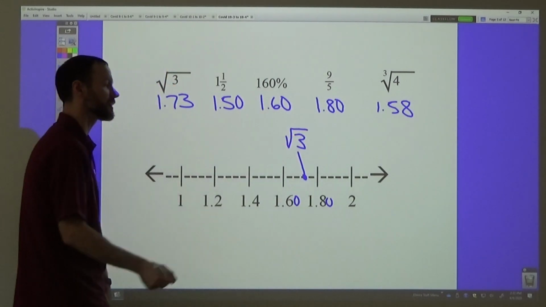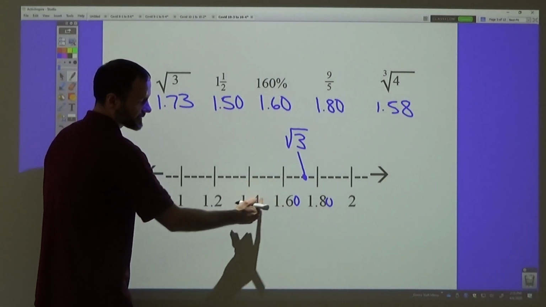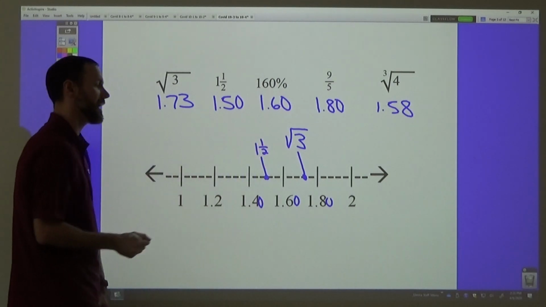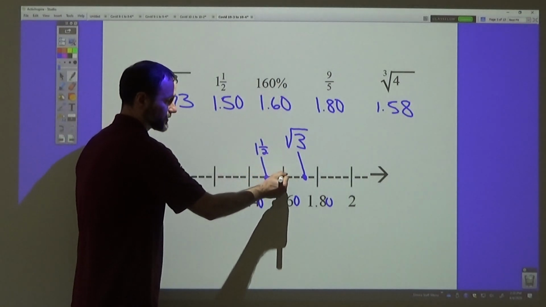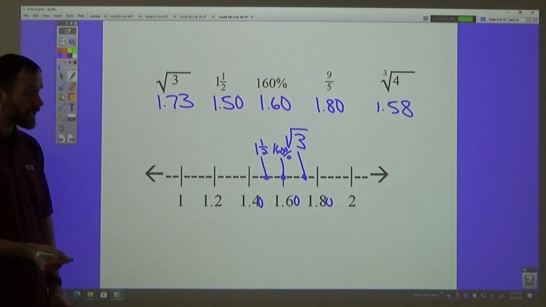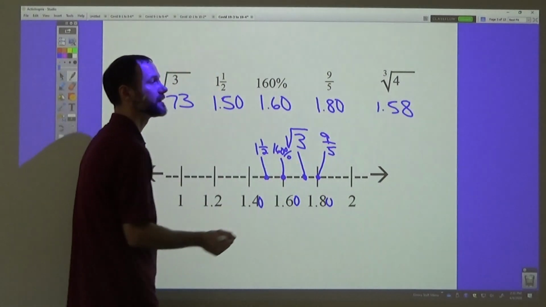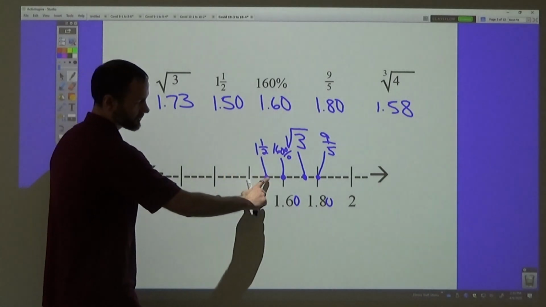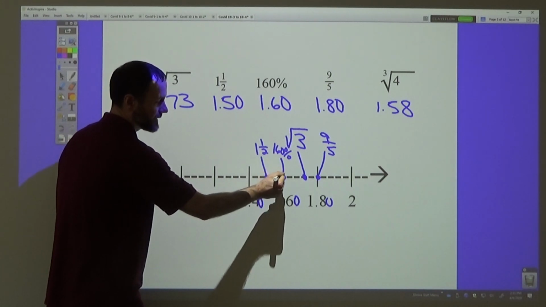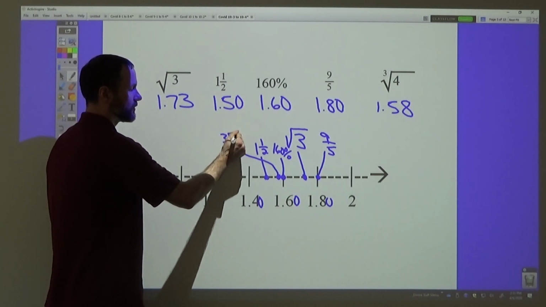We want to put the original number, so that's where the square root of 3 goes. $1.50 is exactly halfway in between $1.40 and $1.60, so that's where 1 1/2 goes. $1.60, there's already a line there, so 160% goes right in here. $1.80, there's already a hash mark there for $1.80, or 9/5. And then 1.58. Here's 1.50, here's 1.60, 1.55 would be halfway in between, so 1.58 would be right about here. I know I'm running out of room, so I'm just going to move it over. This is where the cube root of 4 goes.